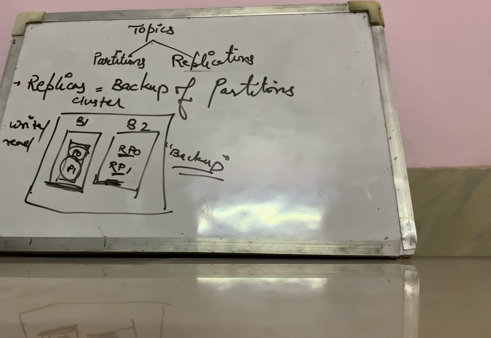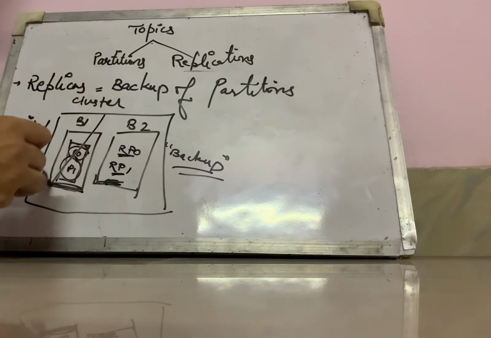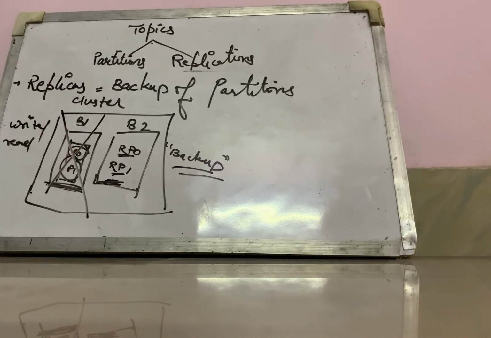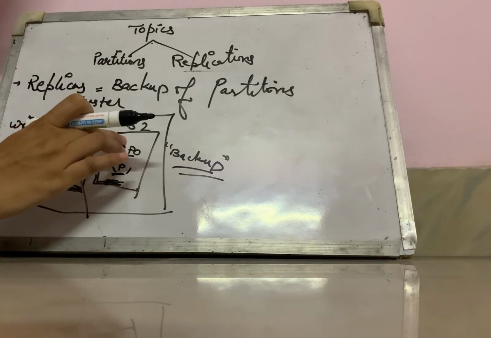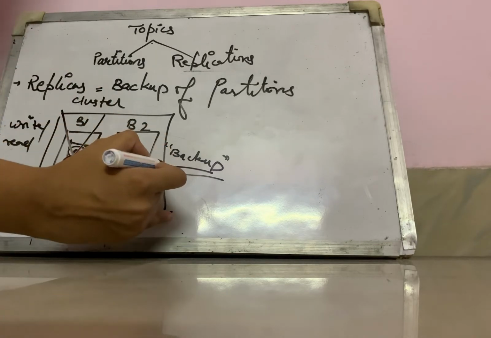Now you will ask, then when do they come into the picture? When we cannot read and we cannot write. So suppose this broker goes down. Now these replicas will become the actual partitions, because they have all the backup.